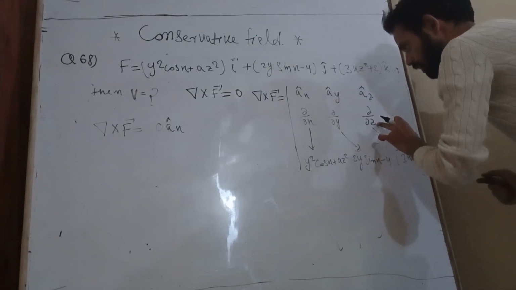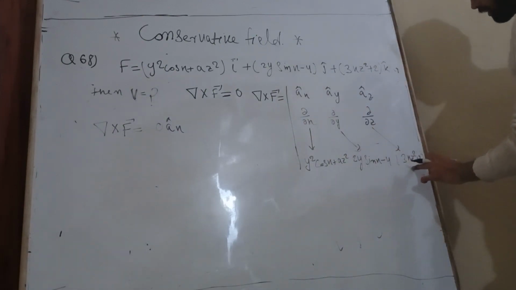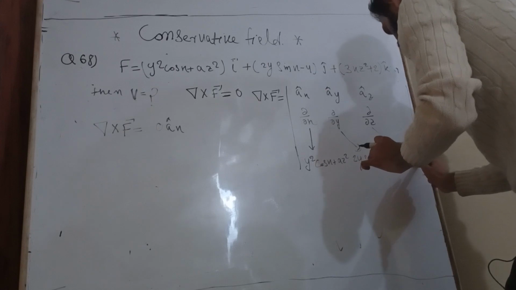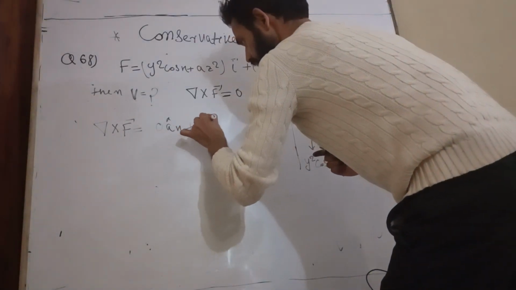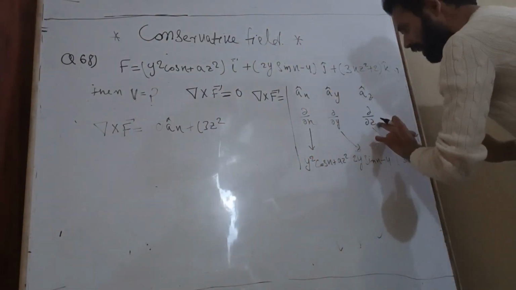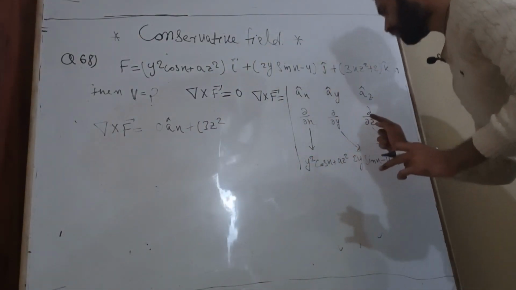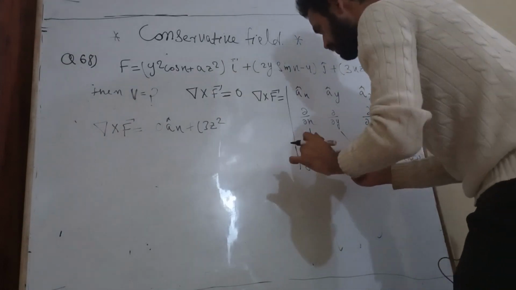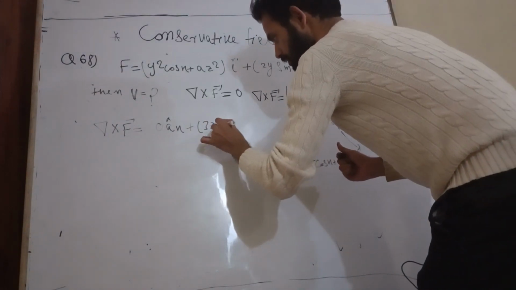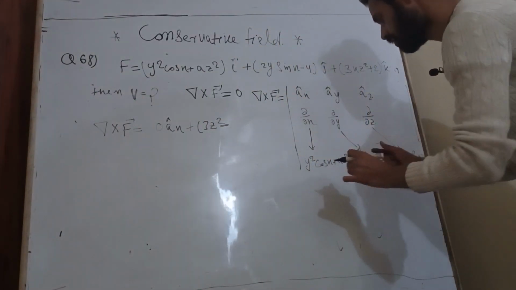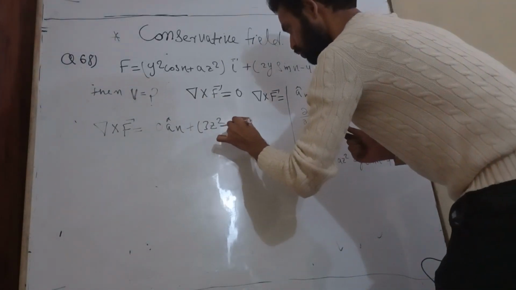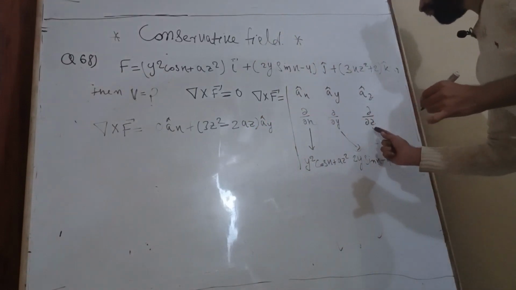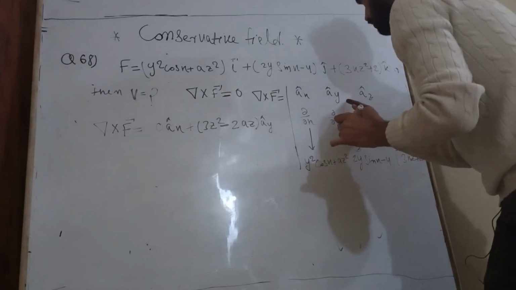Next is for y. This is dou by dou x of 3x z square, it is a function of x, so it will come 3z square, minus dou by dou z of y square cos x plus a z square, it is also a function of z. So minus 2az times unit vector y.